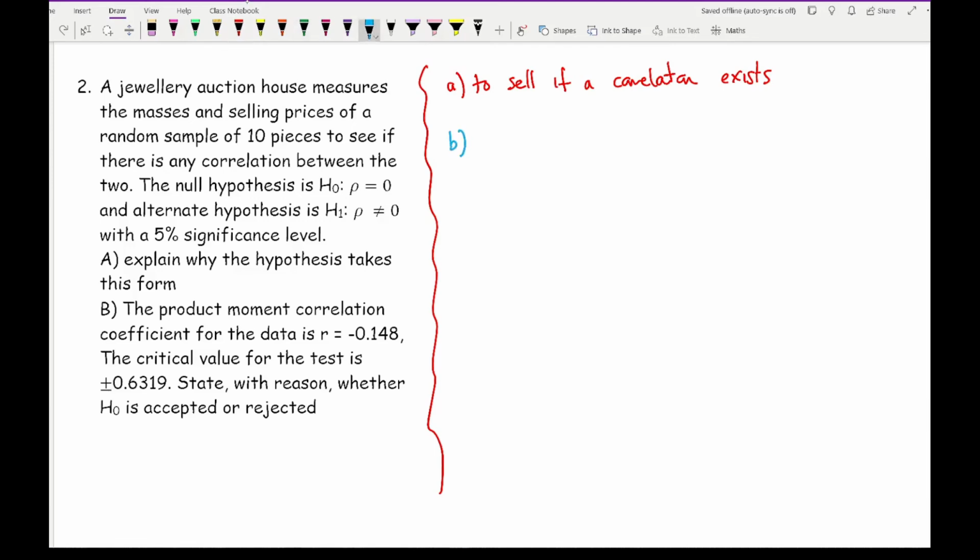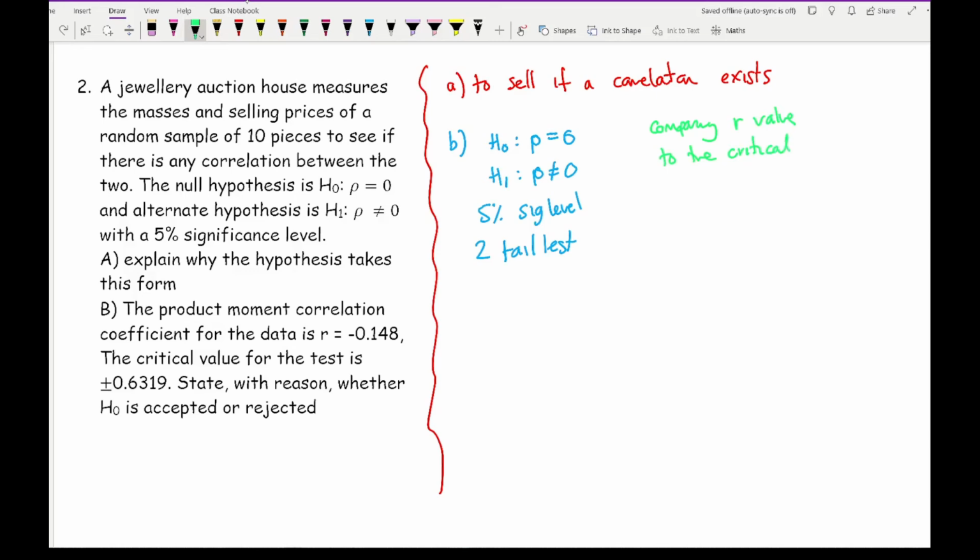So again, first we need to state what our hypotheses are. Here we've got H0: rho is equal to 0 and H1 is where rho is not equal to 0. We're looking at a 5% sig level, and looking at the hypothesis, we're looking at a two-tail test. In this particular example, we're going to be comparing the R value to the critical value.